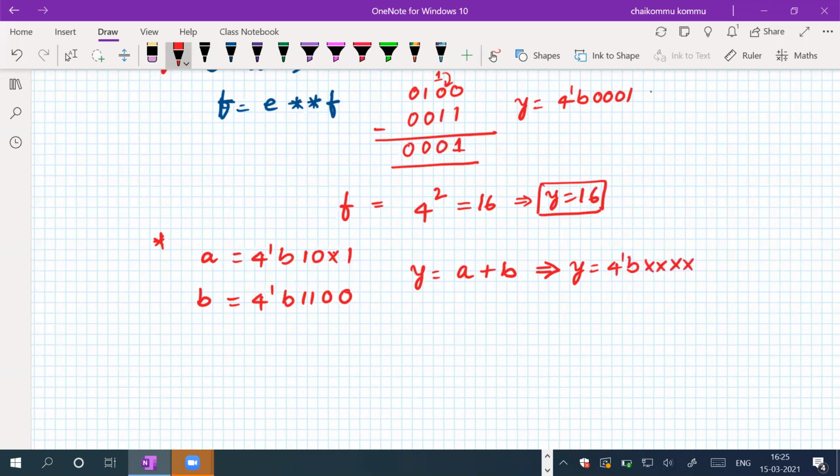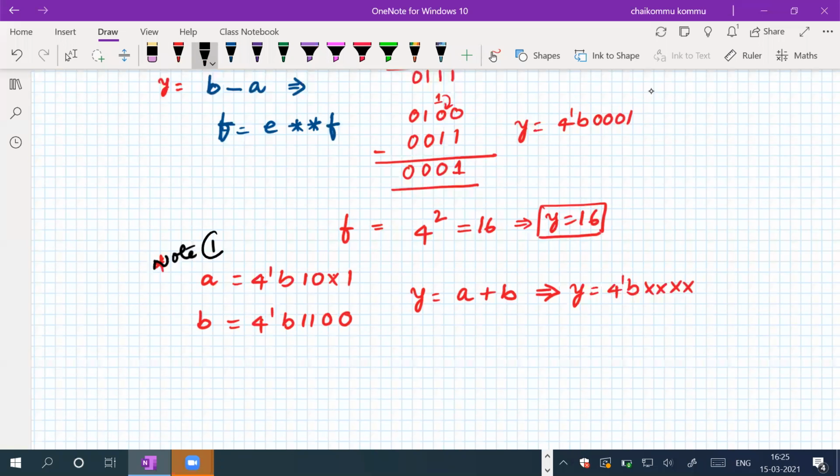So note, I can simply write it as note 1. Okay, that means whenever you are performing any kind of operation, it should not contain any kind of unknown data. If an unknown data is there, then it cannot perform the operation. Simply it will result in an unknown value.